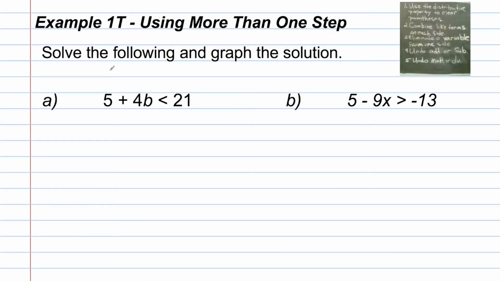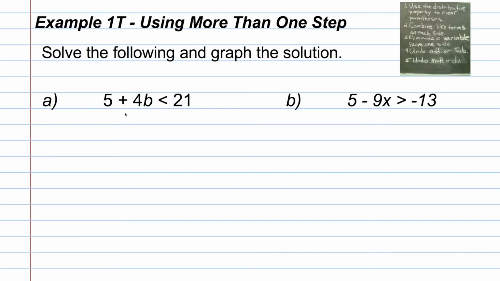In example 1, we're going to be using more than one step to solve an inequality. We're told to solve the following and to graph the solution. I have these steps right here just to remind us of how to do this. In part A, we're given 5 plus 4b less than 21. We have to solve this. Remember, the inequality is the middle of the inequality you're solving. We have to get rid of the 5 first.